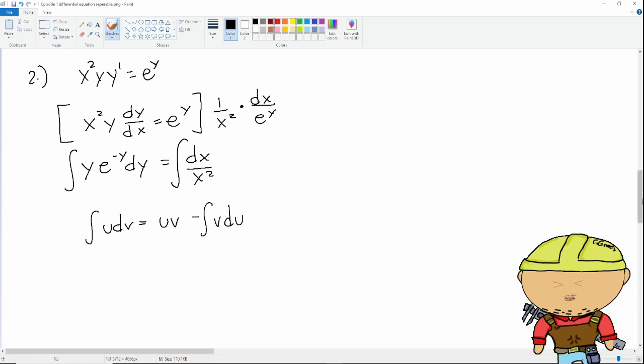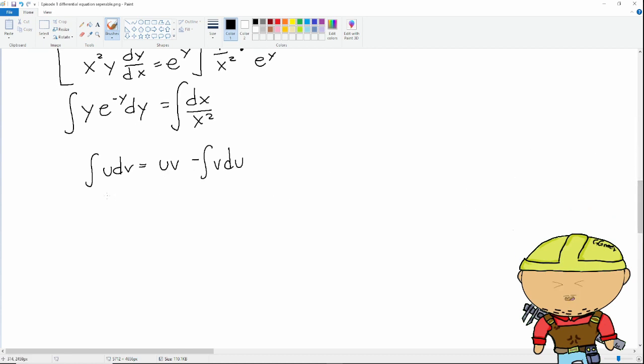My suggestion is to always let u be the simpler term, which means y. Then du is equal to dy. Whatever the rest is, that is dv: e raised to negative y dy. The integral of e raised to negative y dy will be e raised to negative y divided by negative 1.